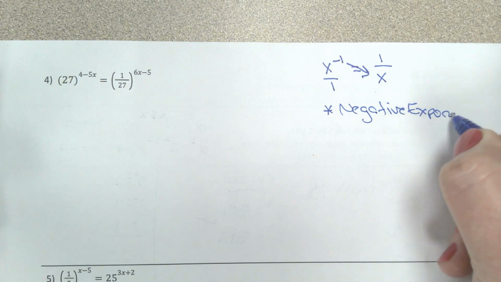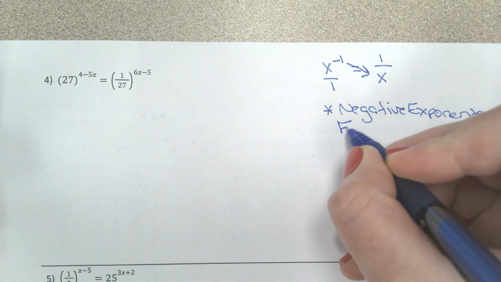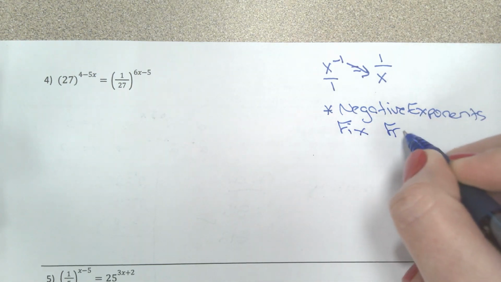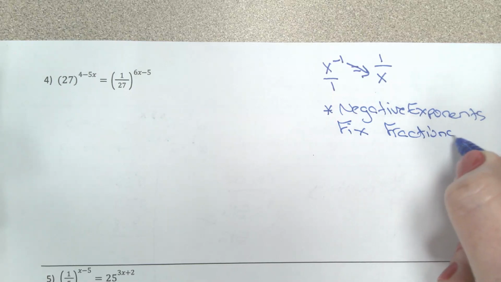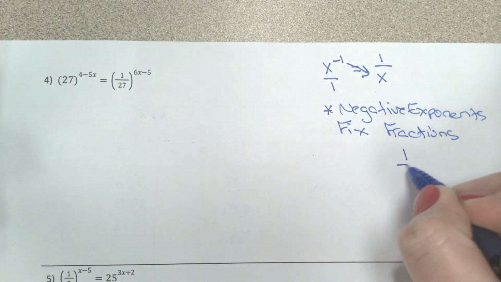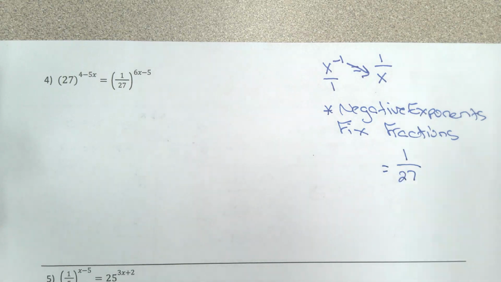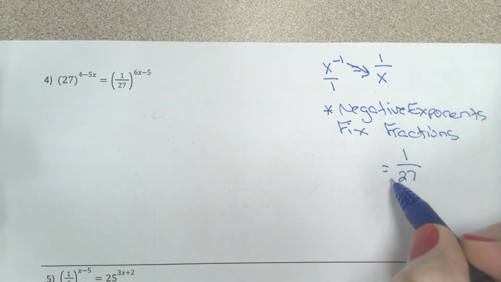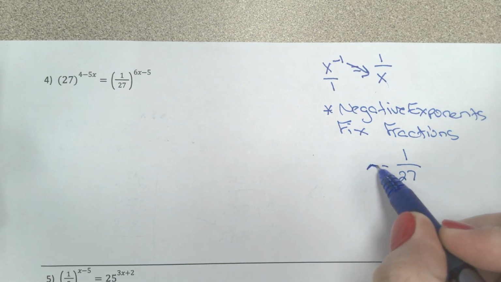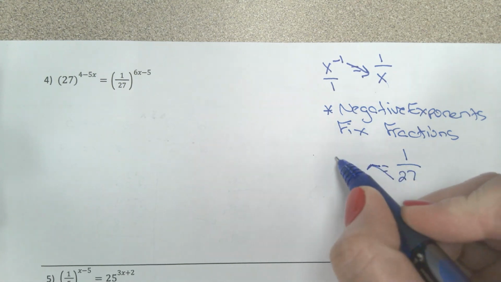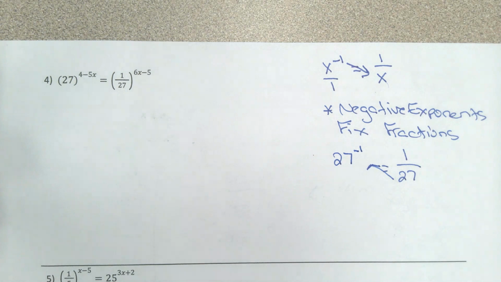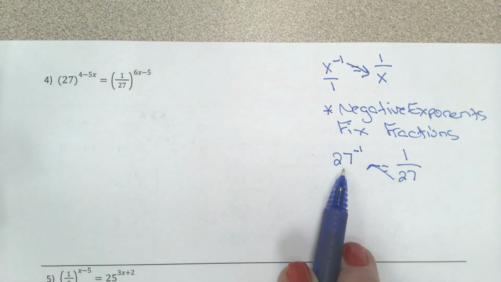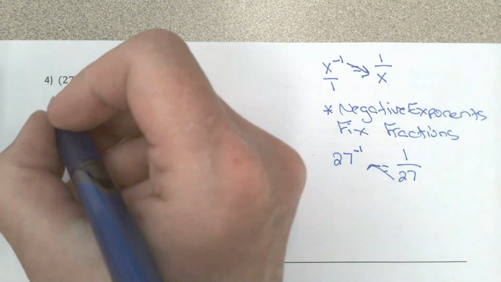Negative exponents will fix fractions. So I have 1/27. So this and this are kind of matching. And I want to put it up into the numerator. So therefore, that would be 27 to the negative 1. So you're going to fix fractions using negative exponents.